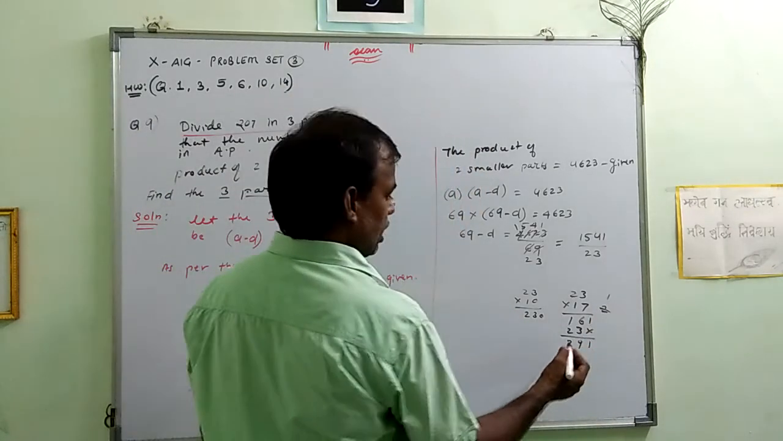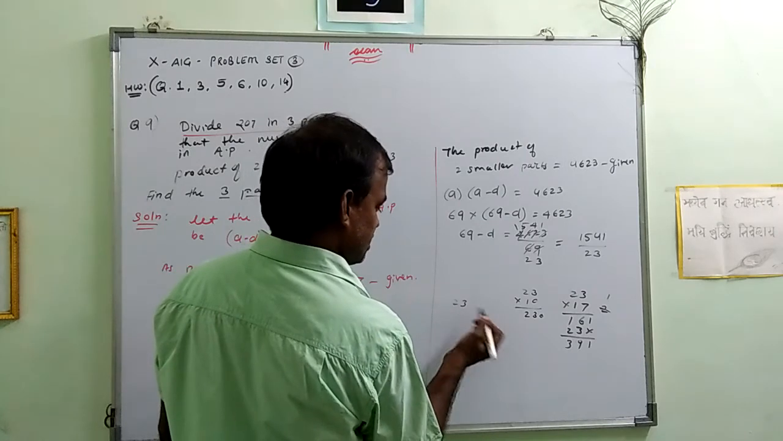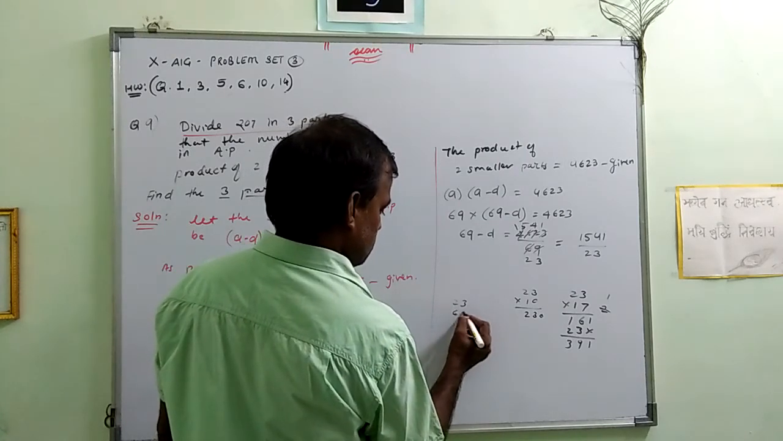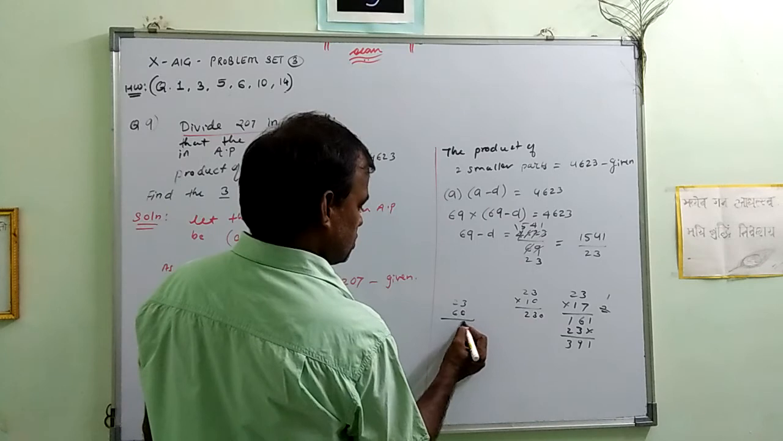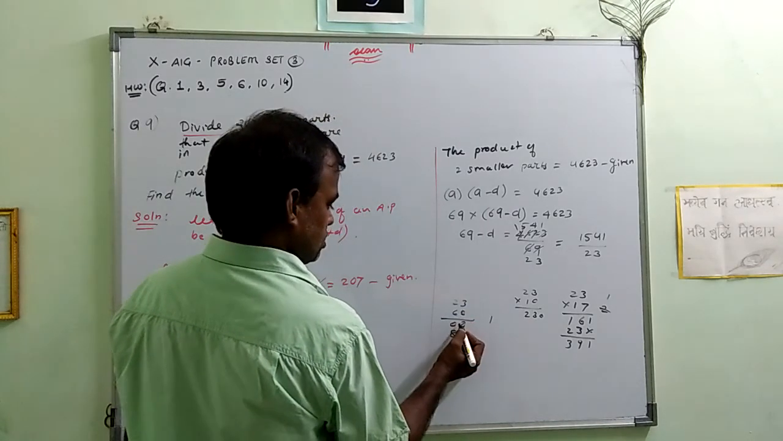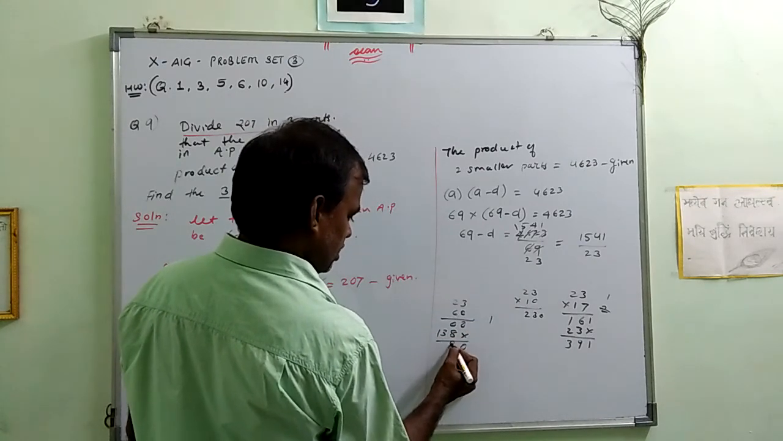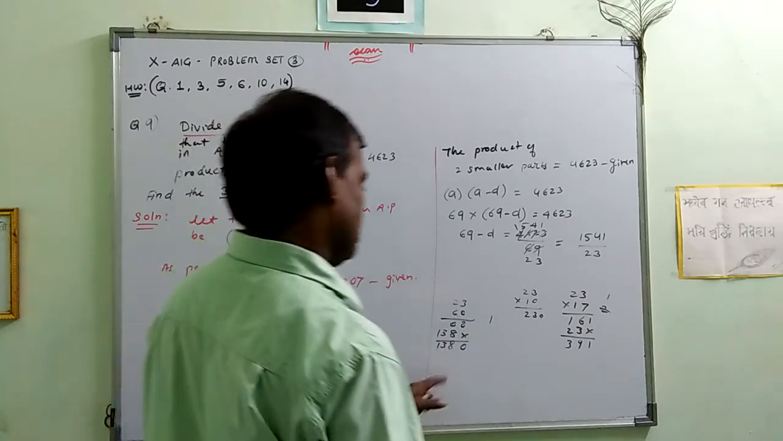So if I multiply 23 by 60, 6 threes are 18, 1 carry, 6 twos are 12, 1 is 13. So it gives me 1380.